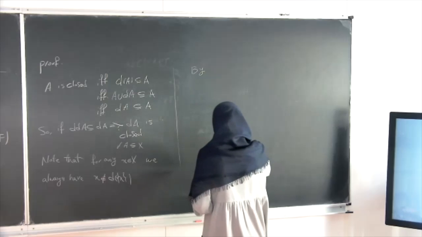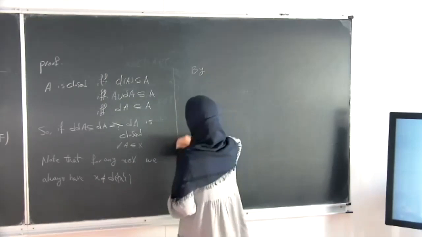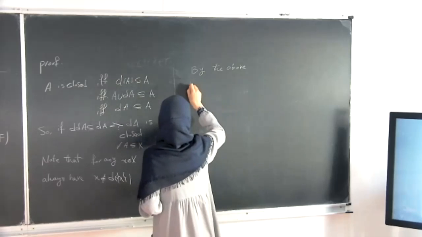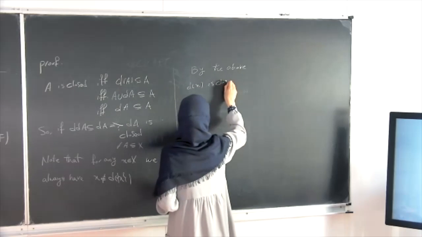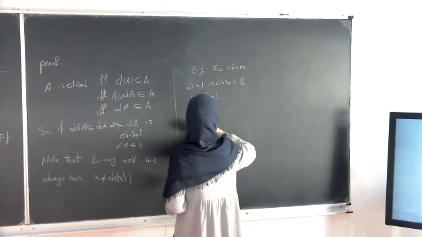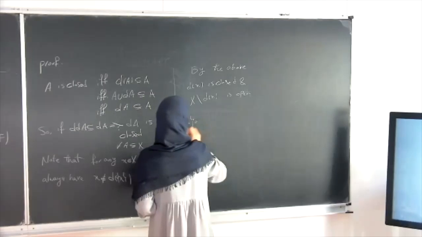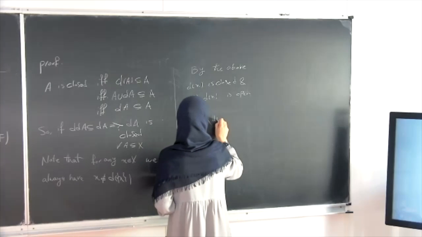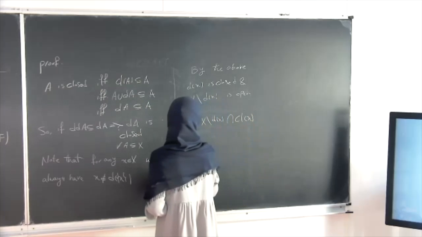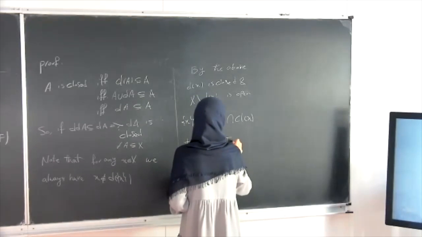So with the things that we said above, D of {x} is closed and X minus D of {x} is open, and {x} is equal to X minus D of {x} intersection with the closure of {x}. Then X is a TD space.